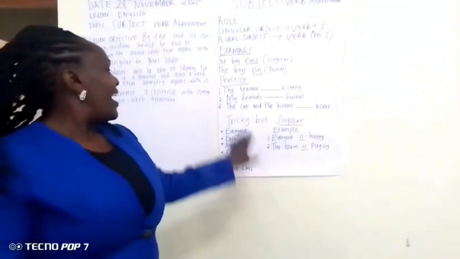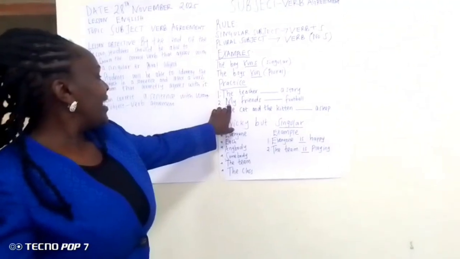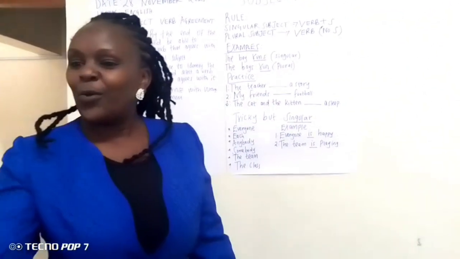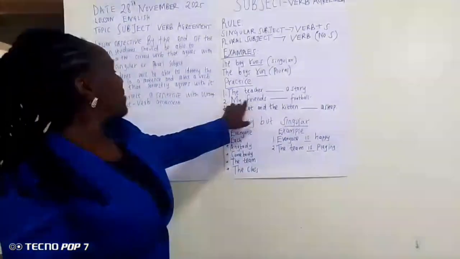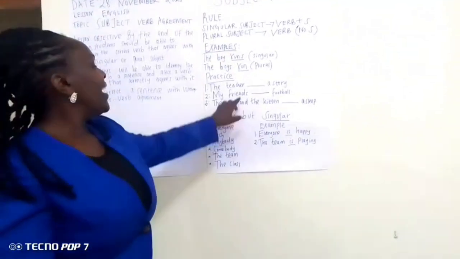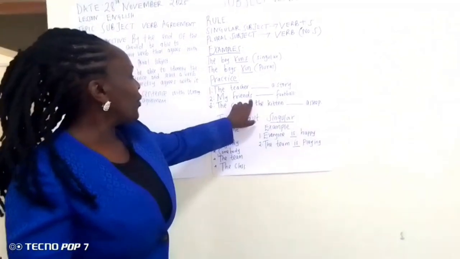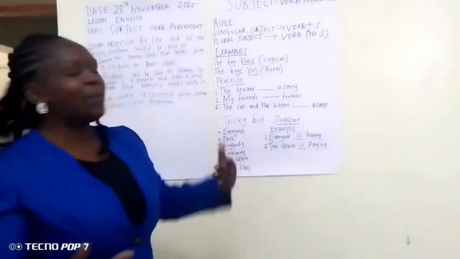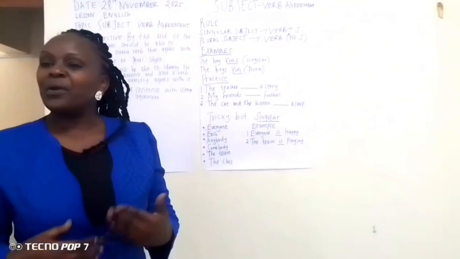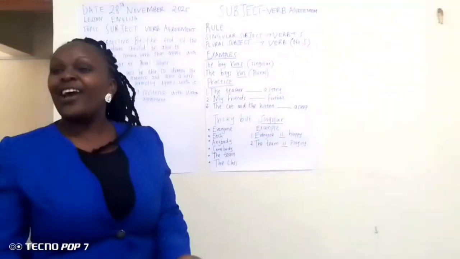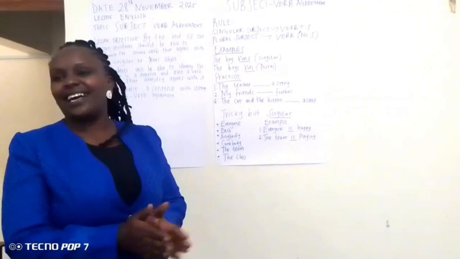Correct. Let's look at the second practice. My friends dash football. Wekesa? My friends is the subject, correct, which is plural, and therefore I will say my friends play football. I will not add an s because my friends is plural. Correct. Can we clap for Wekesa?